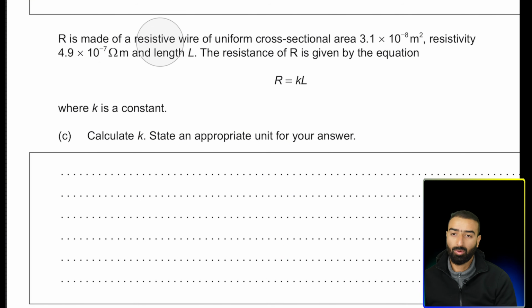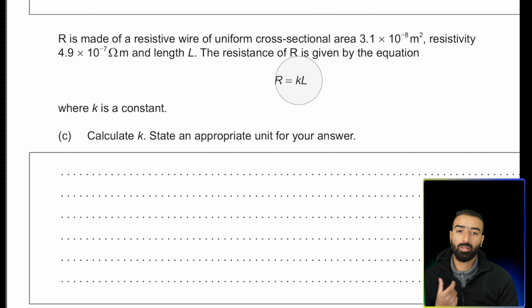R is made up of a resistive wire of uniform cross-sectional area, 3.1 times 10 to the minus 8 meter squared. Resistivity is given to us and its length is L. The equation of resistance is R equals KL, where K is a constant. Calculate K and give the appropriate units for our answer.